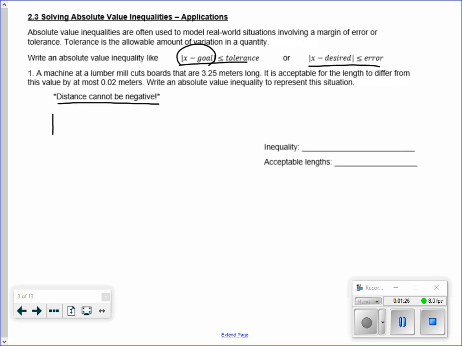So let's go ahead and make our inequality. So we have the absolute value of x minus our goal or our desired outcome. We want boards to be 3 1/4 meters long. So we're going to say x minus that 3 1/4, close the absolute value. That's going to be less than or equal to our tolerance or our error, right? And we're told we can have an error up to 0.02 meters. And that means 0.02 meters too big or 0.02 meters too small.